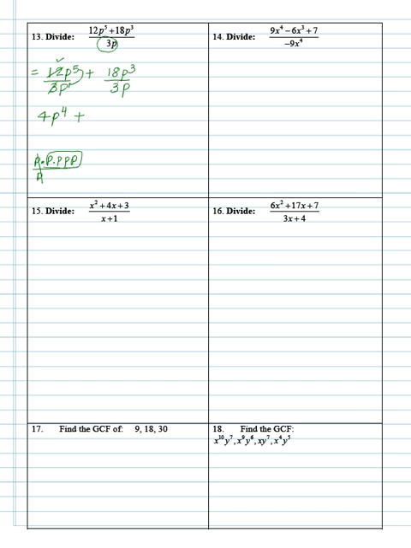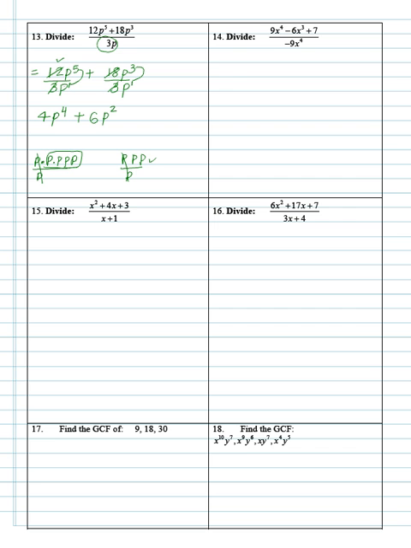Now, 3 and 18, I get 6. p^3 and p^1. So if you don't see a power, the power is automatically 1. So 3 minus 1 is 2. So it's like you have 3 p's on the top and you have 1 p in the bottom. When you cancel out, you're left with 2 p's. Alright, moving on to next division.